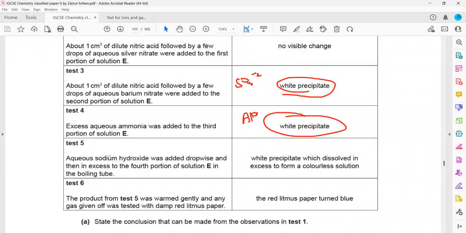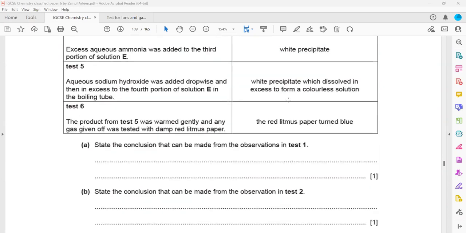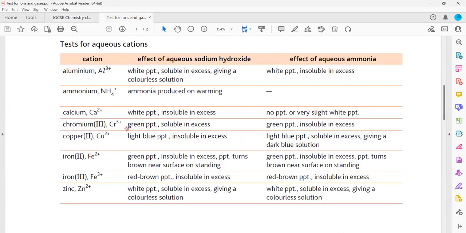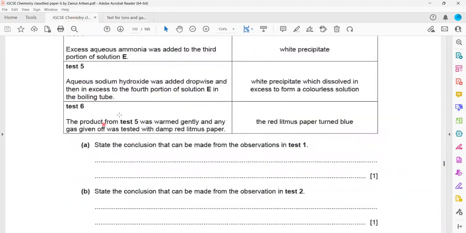Then the product of test 5 was warmed gently. Sodium hydroxide was added and we heat it. Whenever sodium hydroxide is added and heated, a red litmus turns blue. Ammonia is released as a gas. It confirms we have NH4 plus ion. So this also confirmed that there is ammonium ion as well. When we add sodium hydroxide and heat, ammonia gas is released.